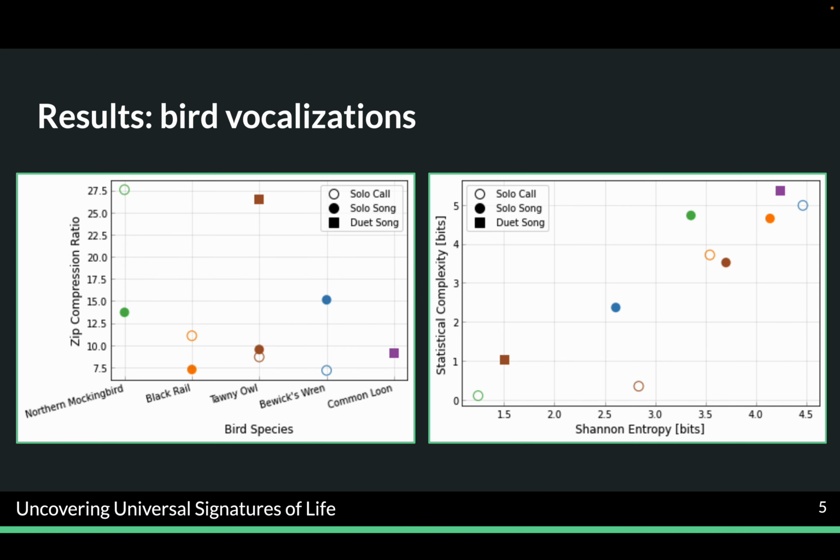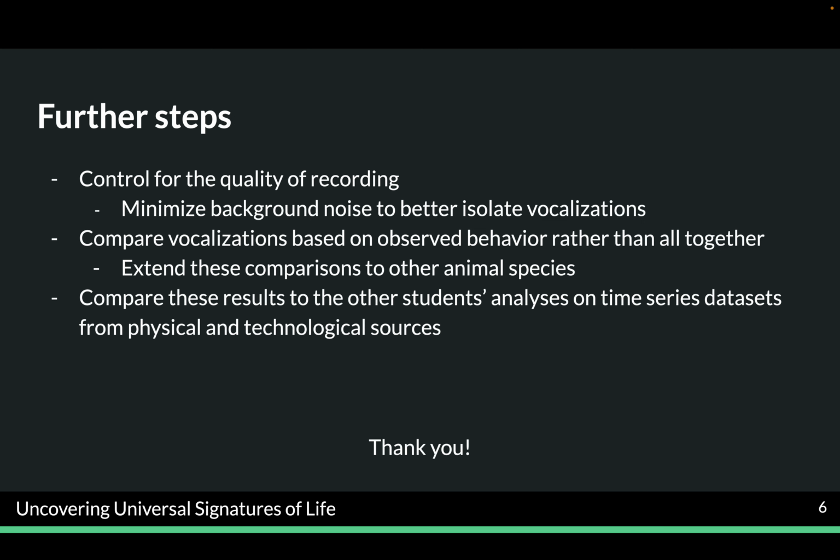There are a few immediate steps that I can take to improve the quality of my results, including better isolating the vocalizations in the audio files and comparing vocalizations based on the bird's observed behaviors. By coupling behavior to vocalization, I can hopefully see if the data spread is more a result of species variation or if it's the behavioral function that impacts call complexity.